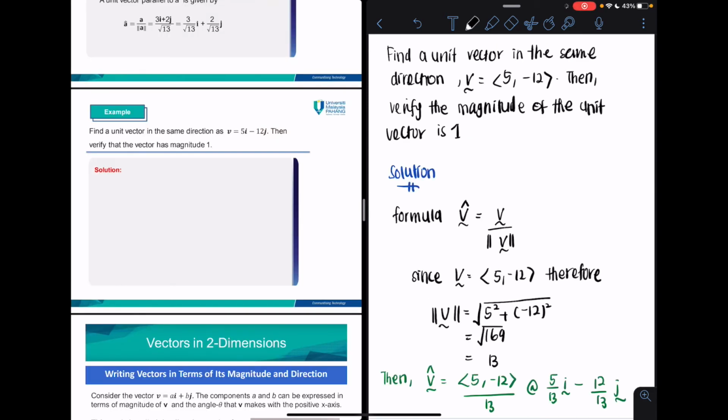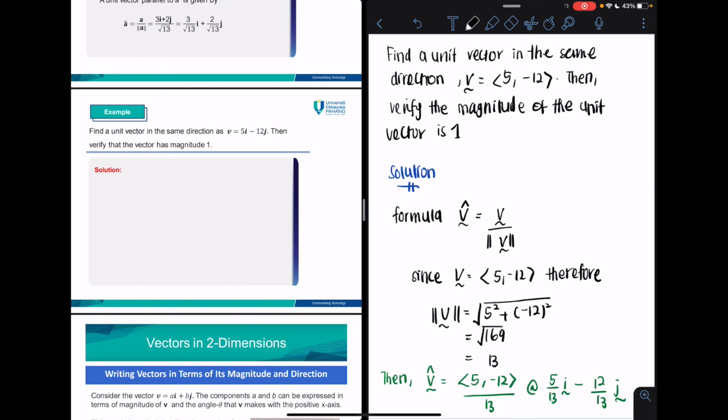Now let's take a look at this example where the question asks us to determine a unit vector of the same direction for the given vector v, which is 5i minus 12j. Then the question asks us to also verify the magnitude of the unit vector is indeed 1, which is aligned to the definition of unit vector, which is the unit vector always has magnitude 1.